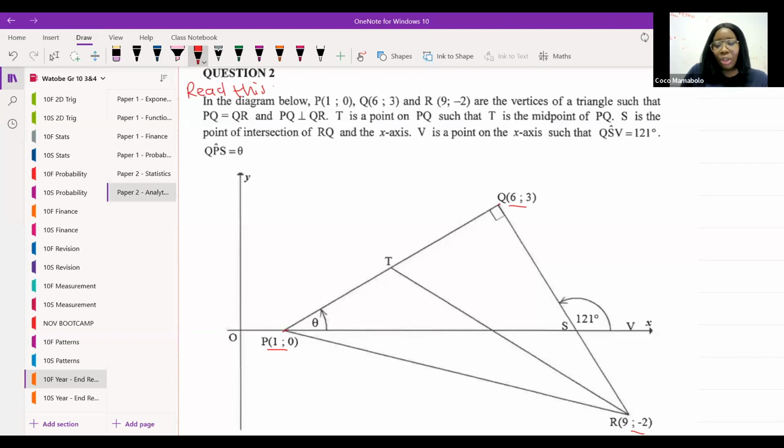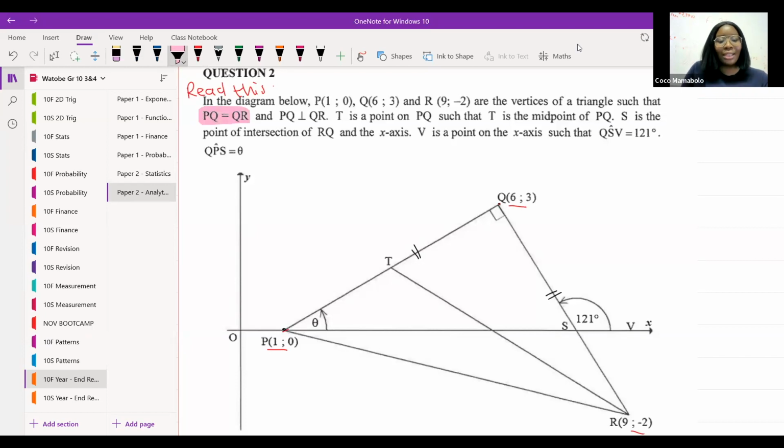is equal to QR. Now that information they haven't put on the drawing. So that's something we need to know. We know that the distance from P to Q is going to be the same as the distance from Q to R. There's something interesting, right? They haven't told us that.